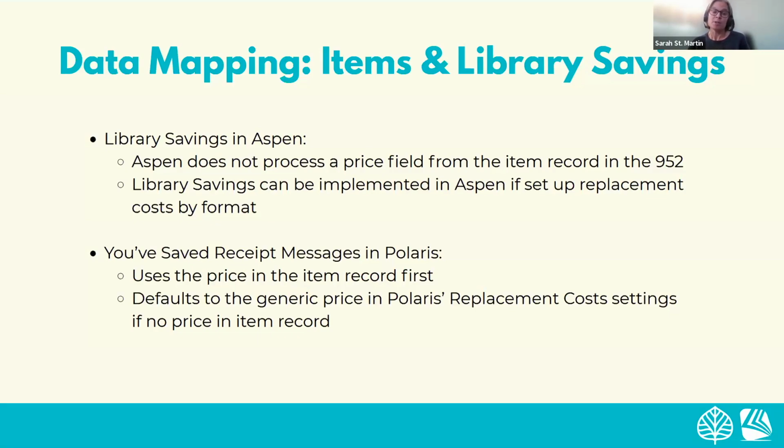We do use the "you've saved" receipt messages in Polaris. This does use the price in the item record. If one doesn't exist, it does default to the generic replacement cost settings. But the vast 95% of our items have prices in them. So we're just using that one at this point.